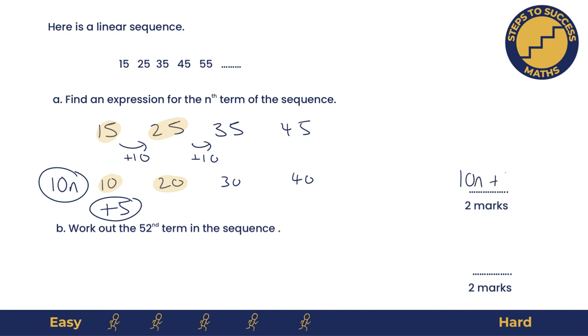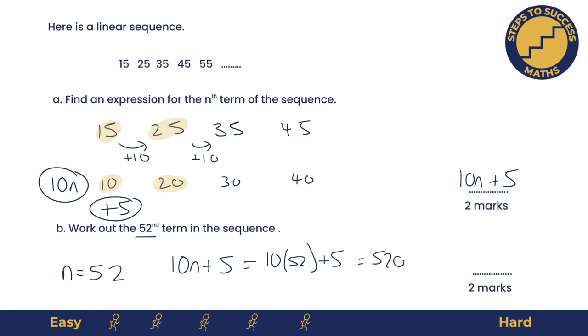Now we can use this to answer part B. Work out the 52nd term in the sequence. So when n is 52, we've got 10n plus 5. 10 times 52 plus 5. 520 plus 5. 525.